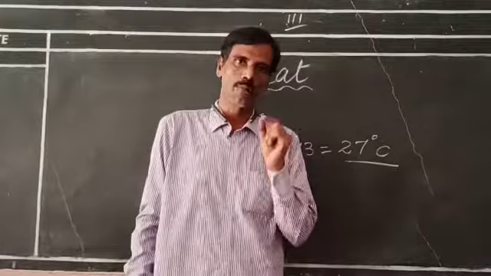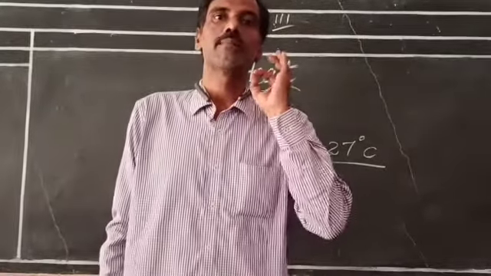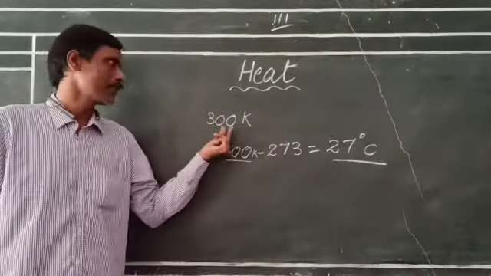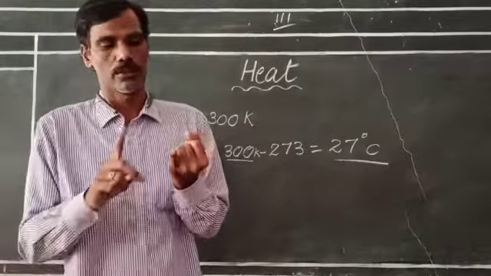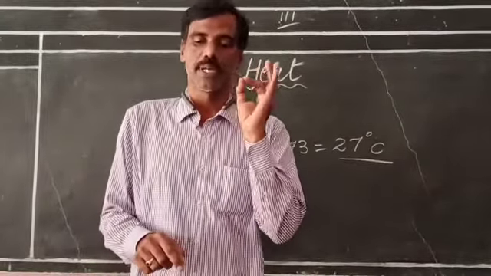Here we have to remember one more thing, that the Kelvin scale is also termed as absolute temperature. That is, 300 K or 300 absolute temperature. So the Kelvin scale is also termed as the absolute scale of temperature.